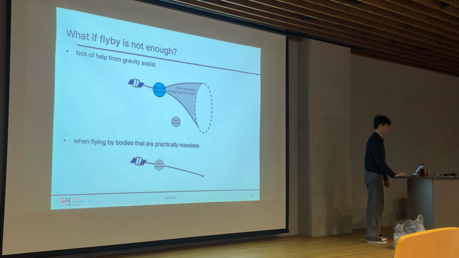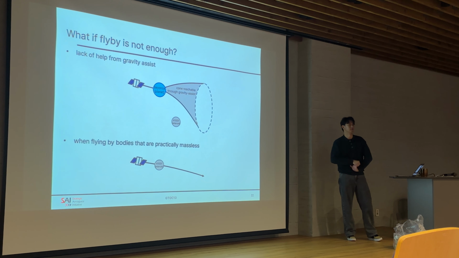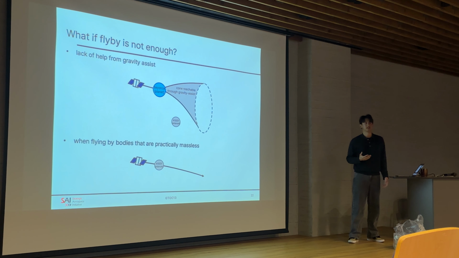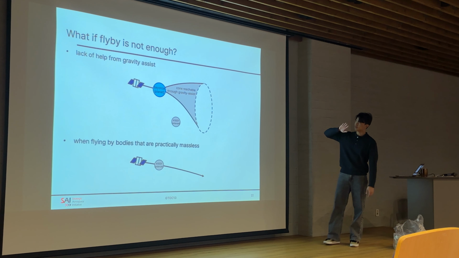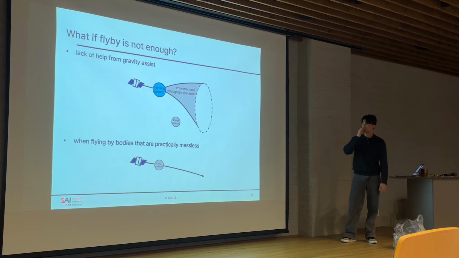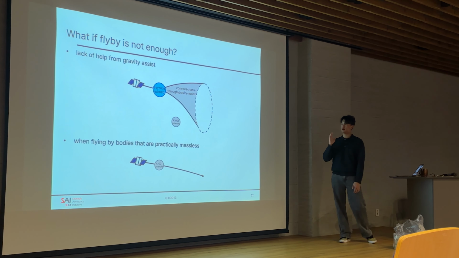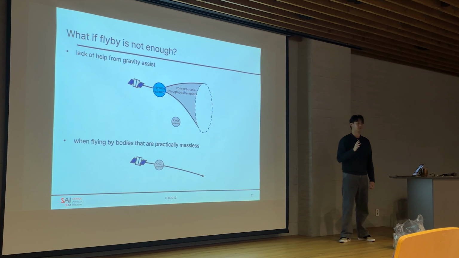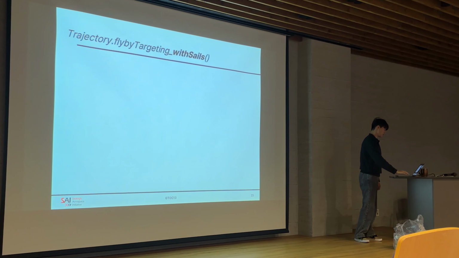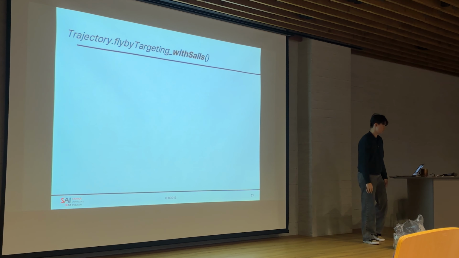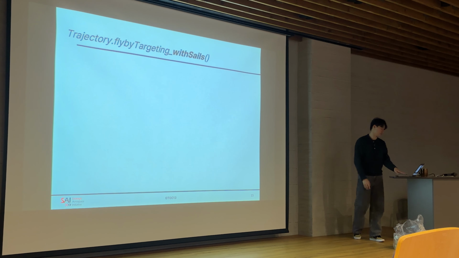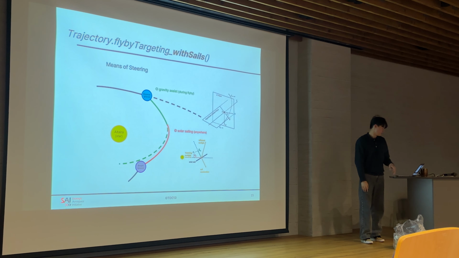So this is how the first part of the flyby targeting function is implemented, but it may not be enough. As I've explained earlier, the effect of gravity assist can simply be lacking, or there are also cases where the bodies that you're flying by are practically assumed to be massless, so you cannot do any gravity assist there. So in those kinds of situations, you now want to use the solar sails. As you might remember, we had those two means of steering, that was gravity assist and solar sailing. We want to use the second means now as well.